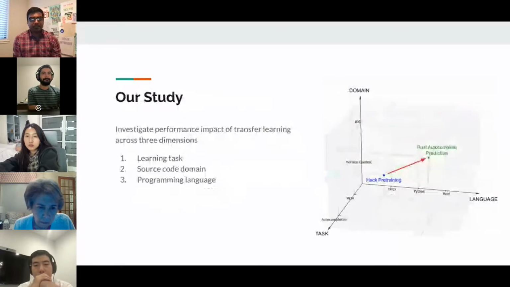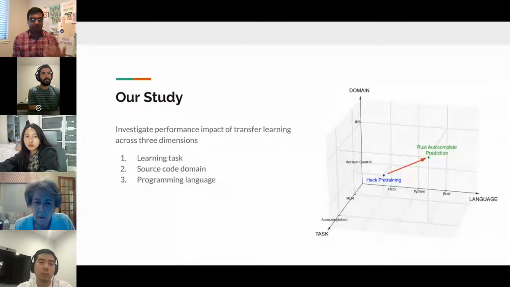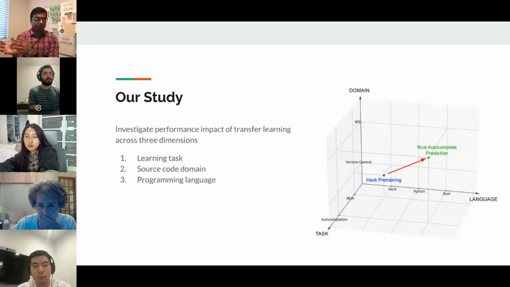In this study, we investigate the performance impact of transfer learning on auto-completion across three particular dimensions. The first dimension is across the learning task. Here we are asking: can we train these language models on one particular task and use them for the task of auto-completion, which could be slightly different from the original task on which the model was trained?